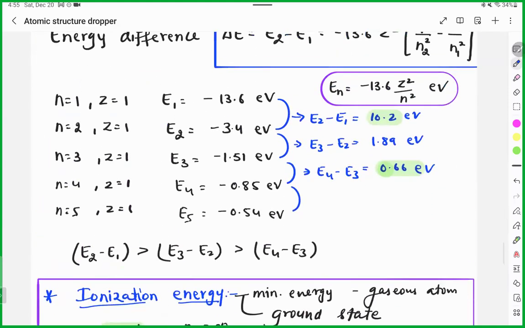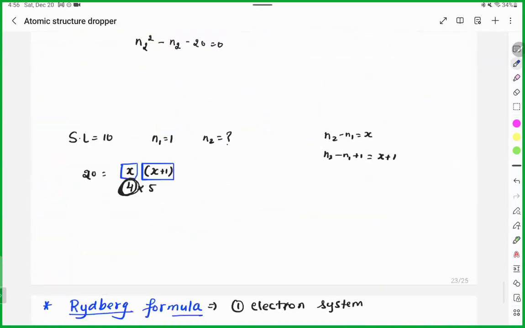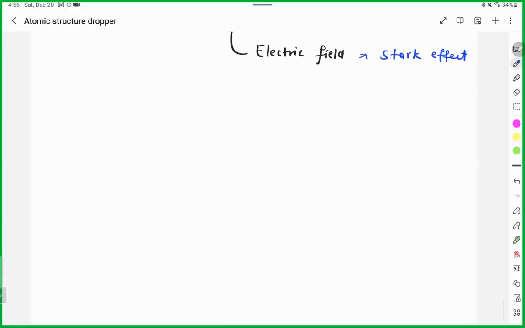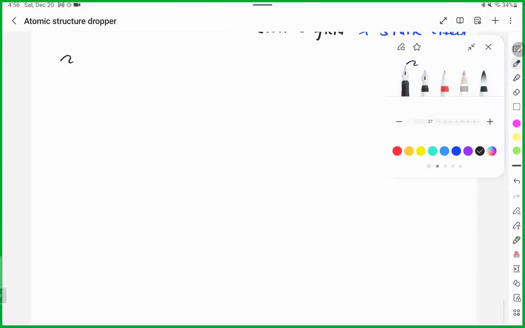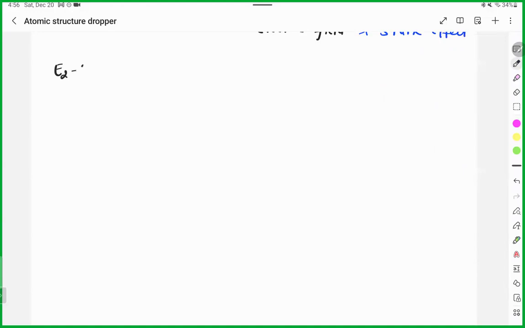Yesterday I gave you this difference. Here, as you go away, the difference keeps on reducing. This is how you learn through the question. It means if you take the difference between E2 and E1, it will be greater than E3 to E2. We wrote this before also, I guess. Then it will be greater than E4 to E3. It will be greater than E5 to E4.